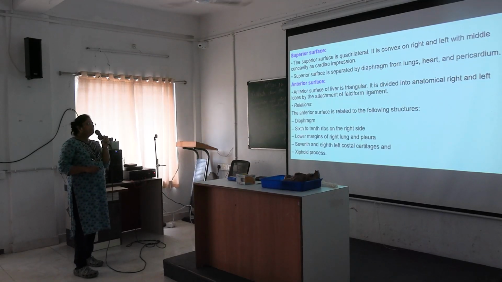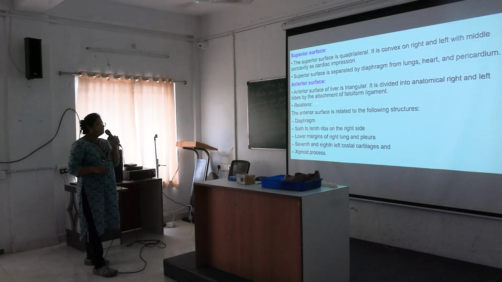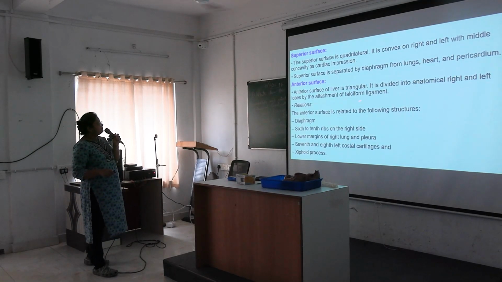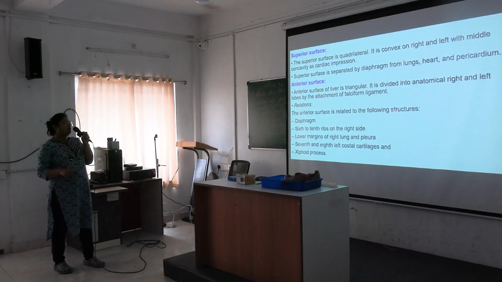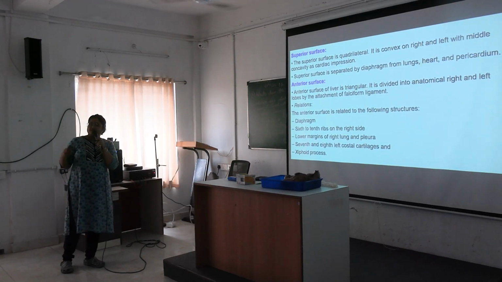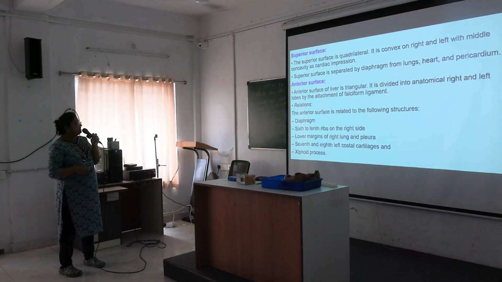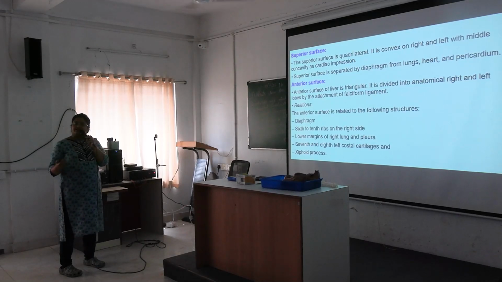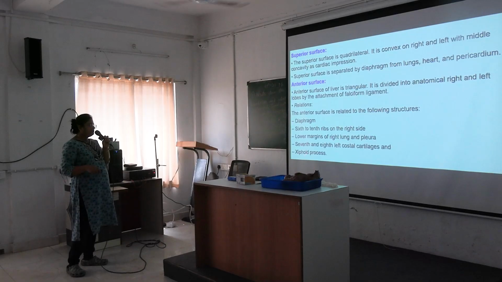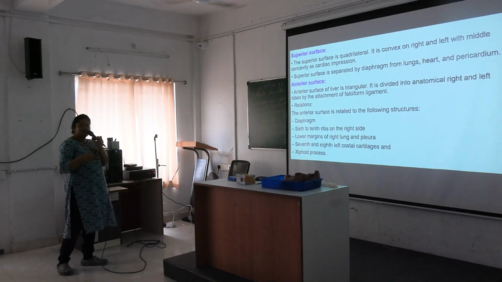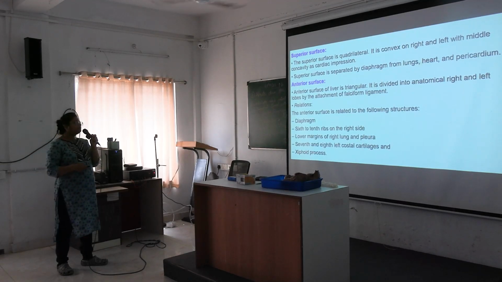Next is the anterior surface. It is triangular, divided into anatomical right and left lobes by the attachment of the falciform ligament. And these are the relations. The anterior surface is related to the following structures. First is the diaphragm, then 6th to 10th ribs on the right side, lower margin of right lung and the pleura, 7th and 8th left costal cartilages and the xiphoid process. These are mainly related to the left lobe, okay, and the rest over the right lobe.